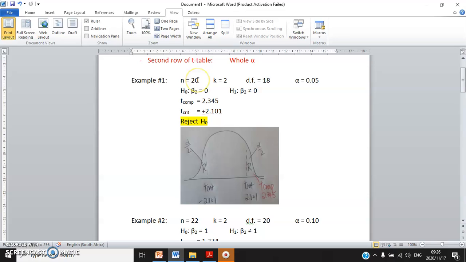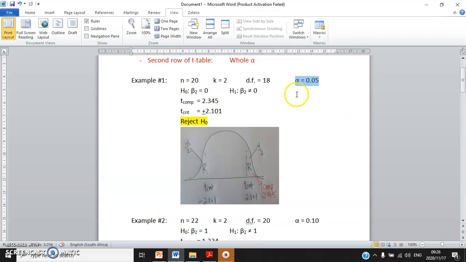Okay, sample size is 20. K is 2 for these 6 questions. I assume all 6 are bivariate regressions. So K must be equal to 2, 1 constant and 1 slope parameter. So degrees of freedom would be n minus K, so it makes sense for it to be 18.